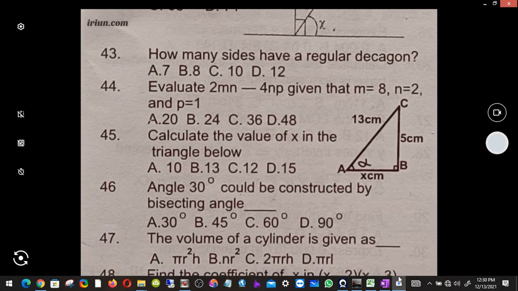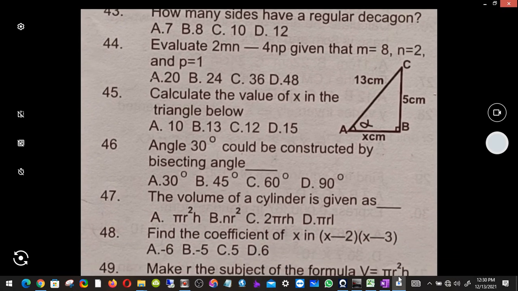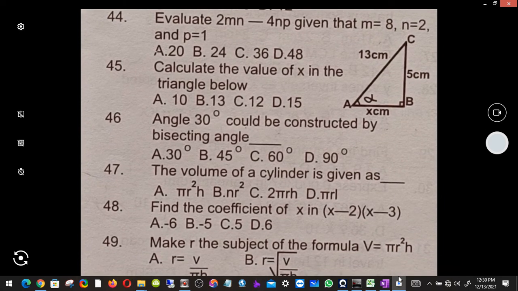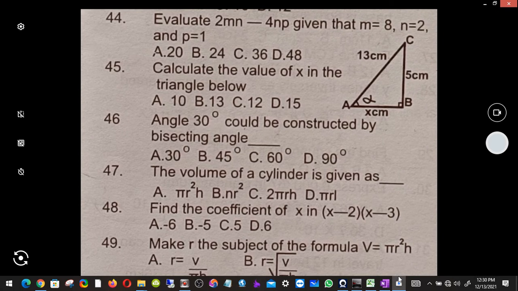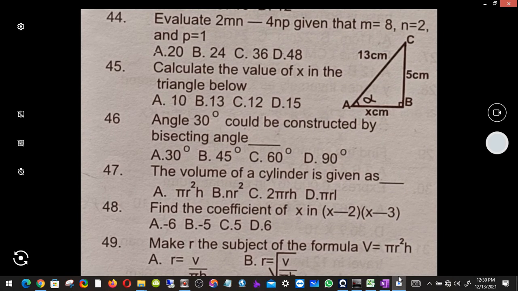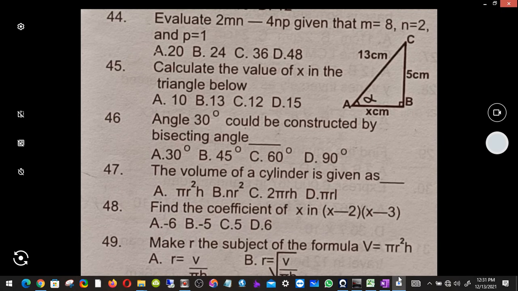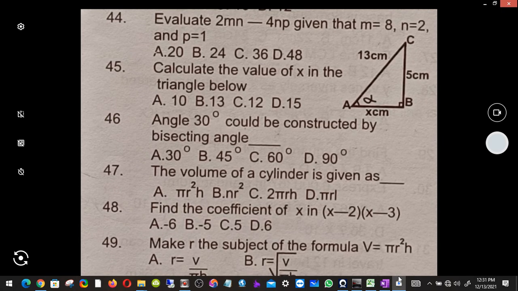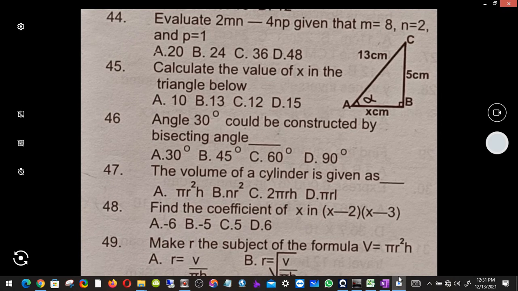Option B. Yes. 45. Calculate the value of x in the triangle below. I can see that this is a right angle triangle, so we can use Pythagoras theorem, or if you know Pythagoras triple, you already know what the answer would be. What's the answer? 12. Yes, Pythagoras triple that we know. We know around 10 of them or so. So this is 12 from what we know. But let's use Pythagoras theorem to get it. This is the hypotenuse, right? The longest side, and the hypotenuse is opposite the right angle.